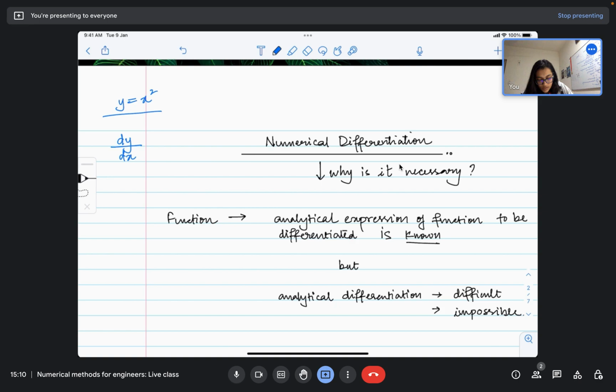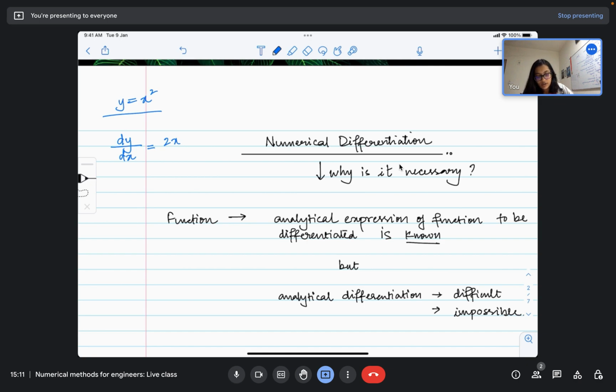Okay, so how do we do it? How did we learn it in school? We basically learned that there were a lot of formulae that we had come across for differentiation. And here dy by dx is equal to 2x. Okay. So this is what we had done in school.